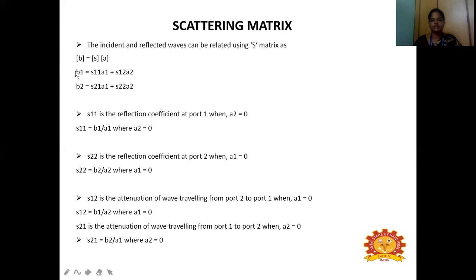So we can write in this equation B1 and B2. B1 is the reflected wave from port 1, and B2 is from port 2. From this we can find the four S parameters: S11, S12, S21 and S22. In order to find S11, we have to make A2 zero. So these are S11, S12 and S21.